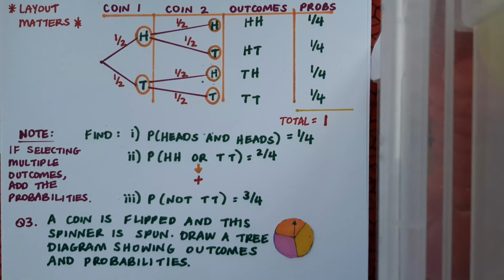So here's your question. A coin is flipped and this spinner is spun. Draw a tree diagram showing outcomes and probabilities. Pause the video here, complete your diagram, and then come back and check and see if you're correct.